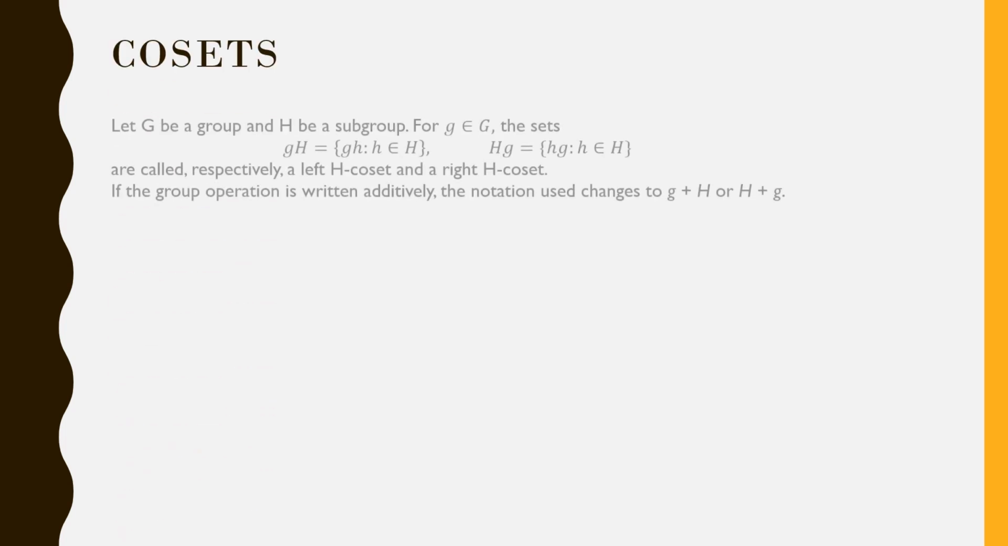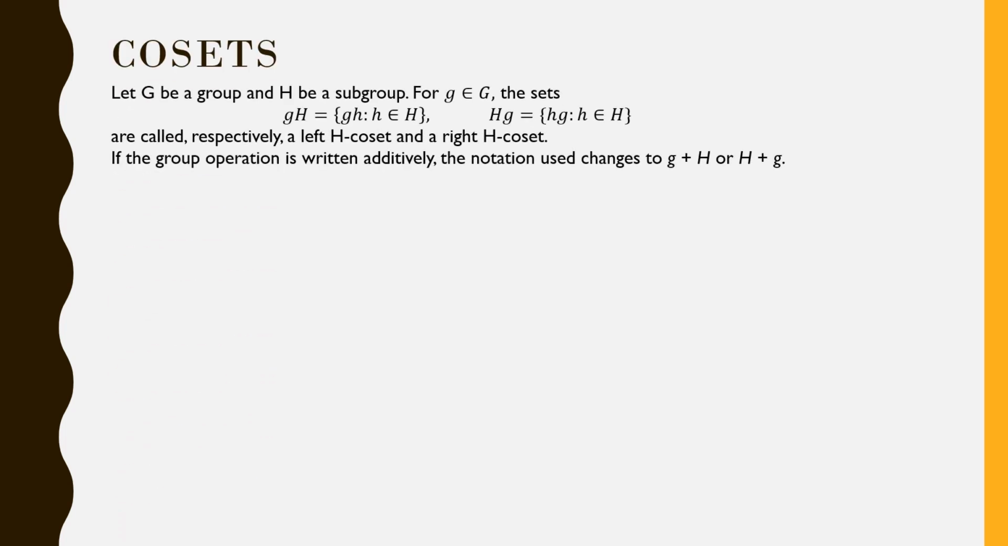If H is a subgroup of G and I were to multiply all elements of H by some element of G, then the set of products is a coset. The easiest way to understand cosets is through examples.